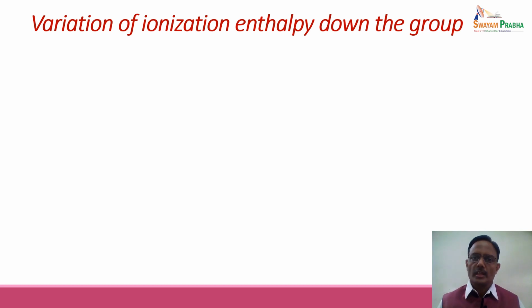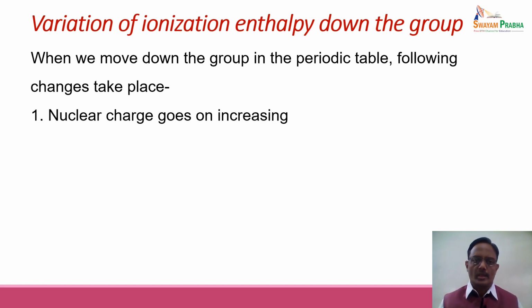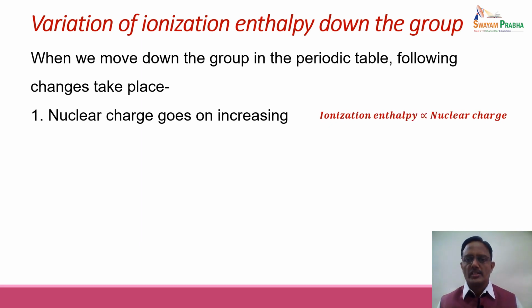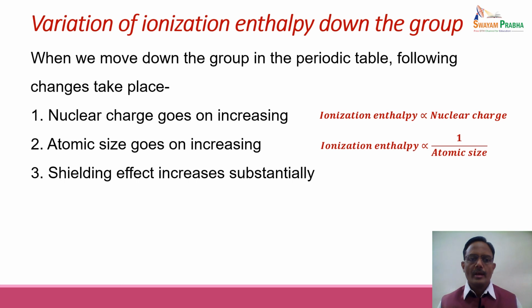Now let us see what is the variation of ionization enthalpy down the group. When we move from top to bottom down the group in a periodic table, again the following three changes take place. The first thing, the nuclear charge goes on increasing. So nuclear charge will always increase whether we move from left to right or from top to bottom. Now we know that ionization enthalpy is directly proportional to nuclear charge. Second factor is atomic size goes on increasing due to addition of new shells when we move down the group. And we know that ionization enthalpy is inversely proportional to atomic size. And the third factor, the shielding effect increases substantially due to addition of extra shells, and there is an increase in the number of intervening electrons. Hence the shielding effect is very pronounced, and we know that the ionization enthalpy is inversely proportional to shielding effect.